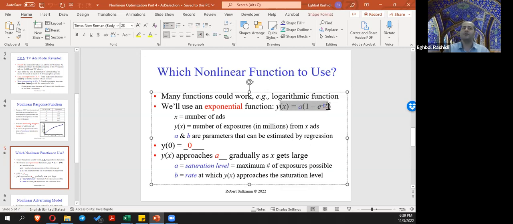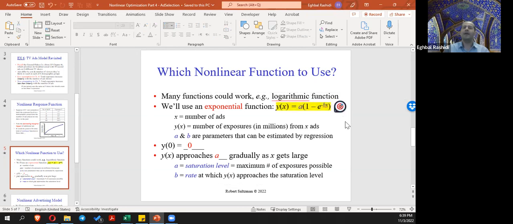y of x is equal to a multiplied by 1 minus e to the power of minus b multiplied by x. So a and b here are the parameters that we want to find. And x is just the number of ads, and y is the exposure. Okay, so that's the function. So we are trying to fit this function by figuring out a and b, knowing that we have some historical data for x and y.